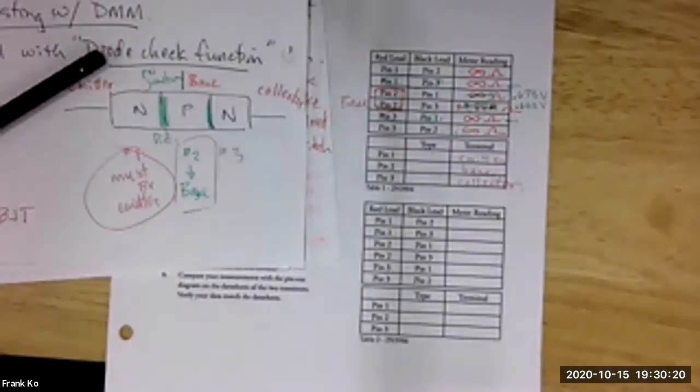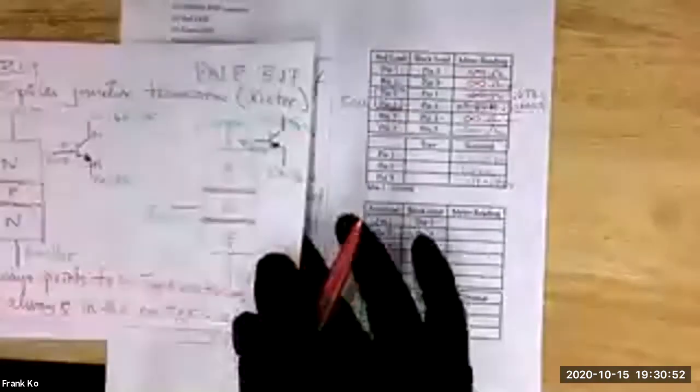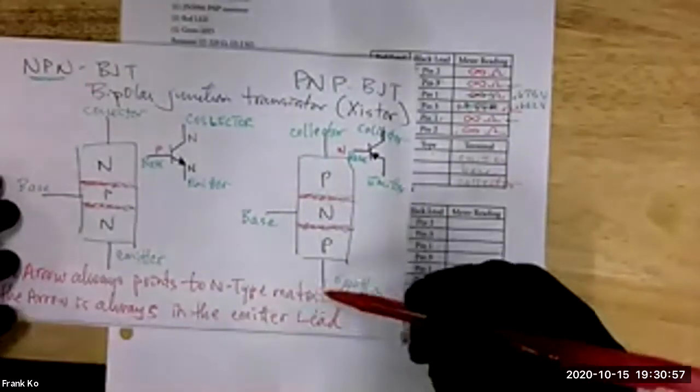Now you need to determine the type of material that's here. Is it NPN or is it PNP? We don't know. But your measurements will tell you, because if you have forward bias, you have one of these two situations. You are either going to have one of these two. We don't know which.